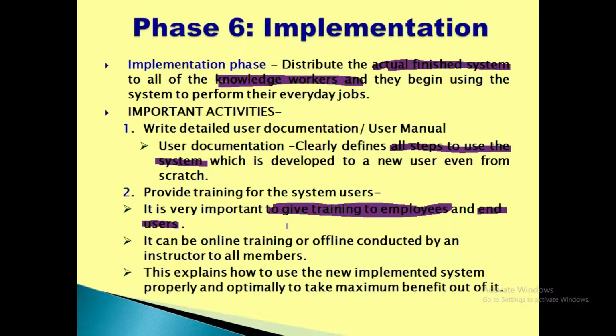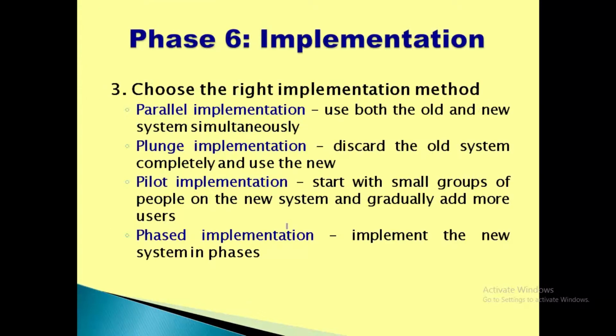First is creating a user manual or a user document. Second is providing training to the system users. Now the third activity of the implementation phase is to choose the right implementation method. Now your system is ready, it has been tested, it has been integrated. How to deploy it to the users? There are so many approaches of the same.